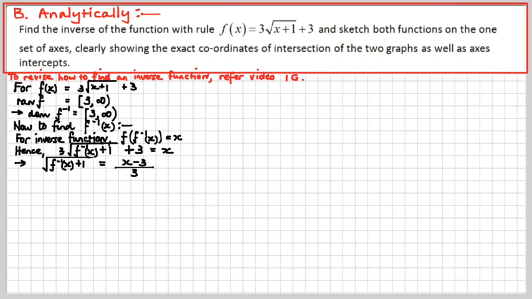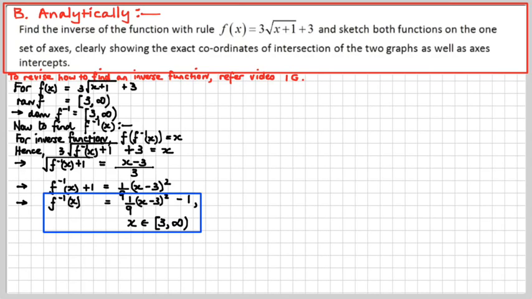Now I'm going to square both sides. And that is it. Then take 1 away from both sides and you get that, don't you? Yes, alright, that's the inverse function. That is the inverse function, ladies and gentlemen.